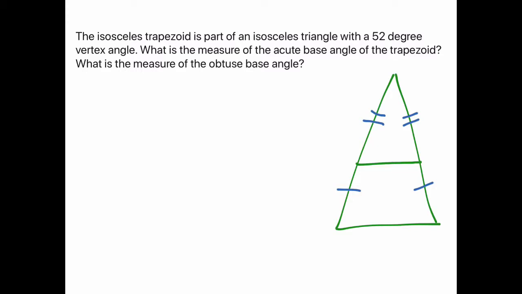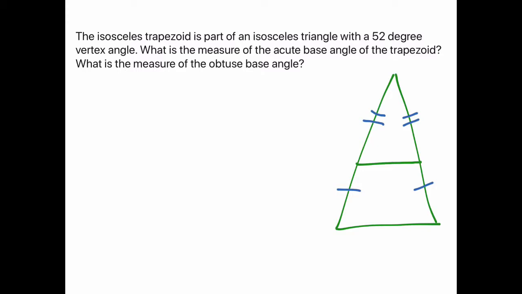Remember that base angles are always the same, so the left and the right on the top of the trapezoid will be congruent, and the left and the right on the bottom of the trapezoid will be congruent. And that's why I've labeled them both X or both Y. To begin with, we will start with this isosceles triangle up here at the top, because that's the only angle that I know is 52 degrees.